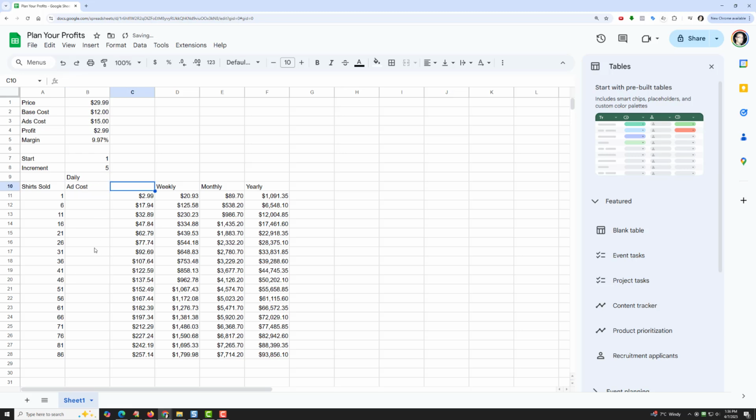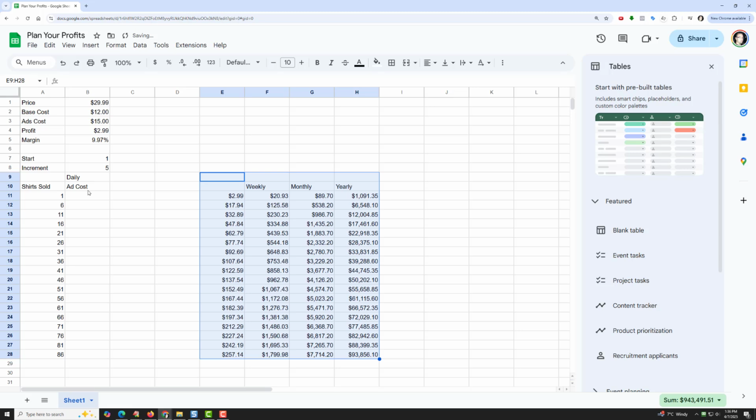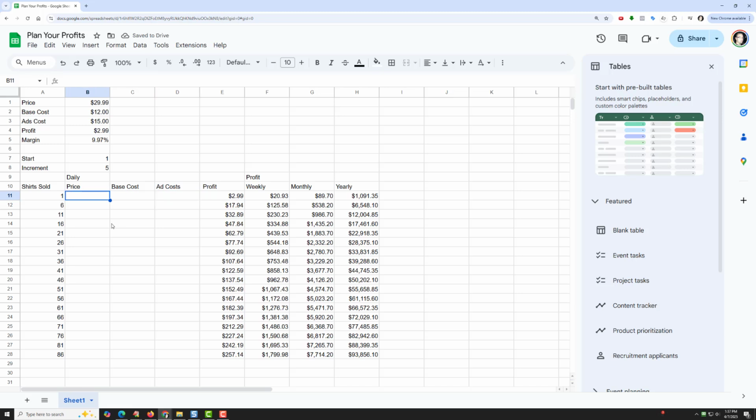Ad cost, and then our, actually we could do this. Do them all. So we could go your price, your base cost, your ad cost, and then your profit. And this is all profit. But you can see if the price is there, it's going to be that.